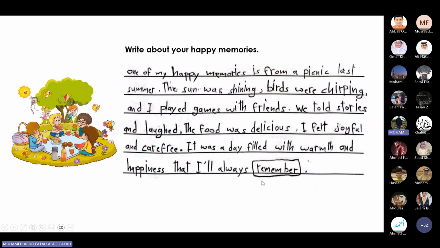Bravo. Salah, you are the best reader ever, even in the class or even here on Teams. Thank you, Salah. Students, again, Salah, when he reaches a full stop, he stops. When he reaches a comma, he waits for a while. Okay? Bravo, Salah.